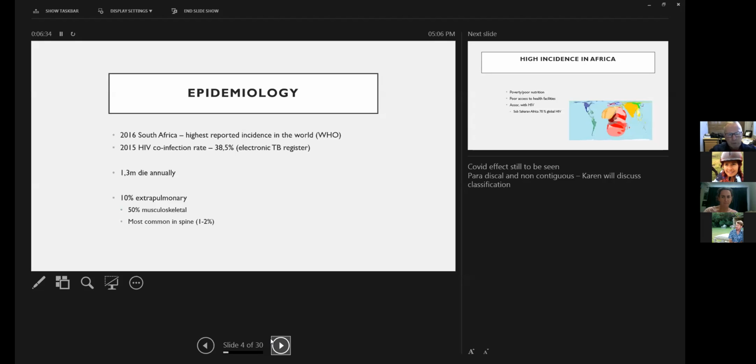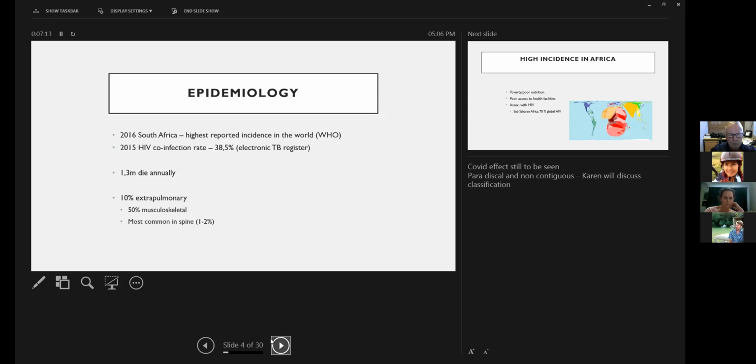Okay, so starting off with epidemiology, the World Health Organization in 2016 had South Africa as the highest reported incidence country in the world for tuberculosis. And looking at the electronic TB register, in 2015, HIV had a co-infection rate with tuberculosis of well over a third. So horrible statistics and world leaders, unfortunately. Statistically, 1.3 million people die of tuberculosis annually, and the effect of COVID on this is obviously still to be seen.